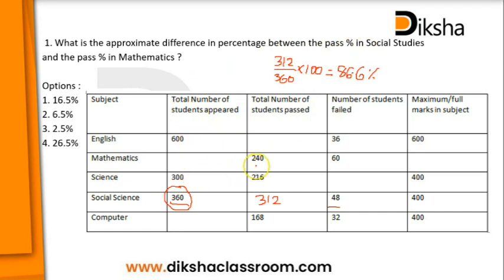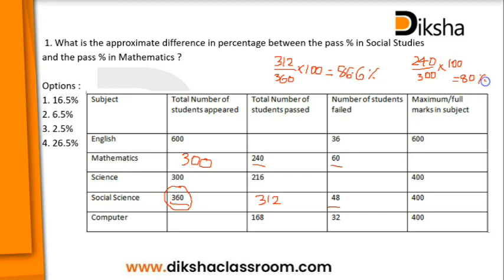So in mathematics you have total number of students passed is 240, number of students failed is 60. So the total number of students will be 240 plus 60, that is 300. So the pass percentage in mathematics will be 240 students passed out of 300. So 240 into 300 by 100, that gives us 80 percentage.